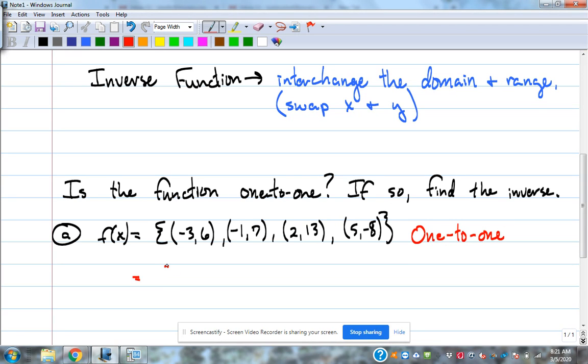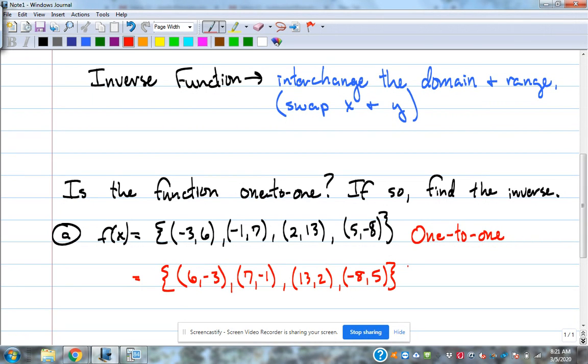The inverse swaps the domain and the range. So it swaps x and y. So since we're dealing with ordered pairs, it's straight up that kind of swap. Boom, turn them around. So the first ordered pair, instead of being -3, 6, is going to be 6, -3. The second ordered pair is going to be 7, -1. Third ordered pair, 13, 2. And the last one, -8, 5.